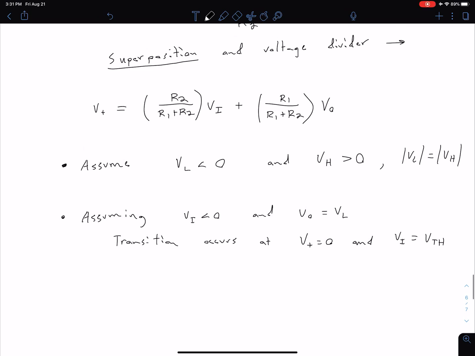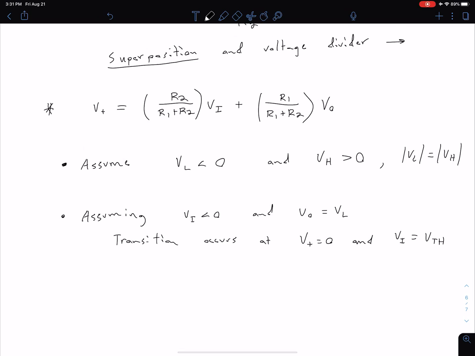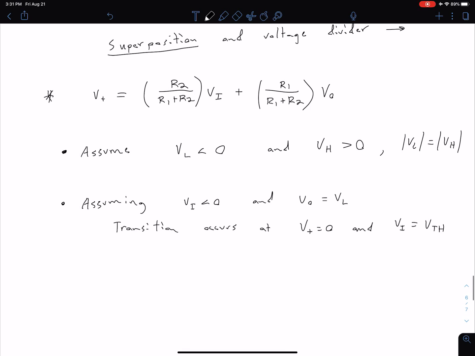Okay, so let's take what we know and put it into this equation here. We know this is our transition point, so we said that V plus equals 0. So we have 0 for V plus. And we know that our input, VI, at this transition point, is going to be VTH. So we're going to have R2 over R1 plus R2 times VTH.